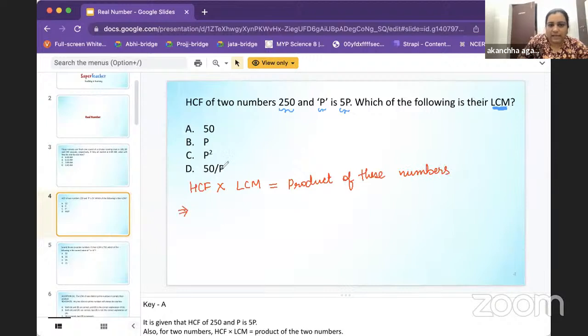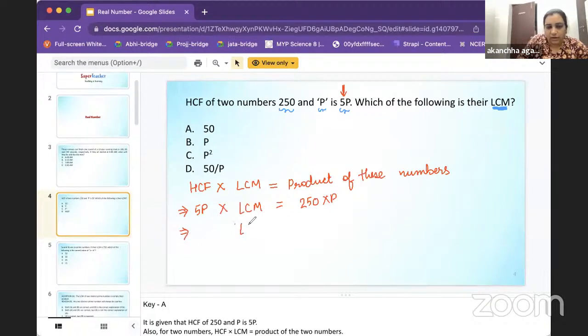Now, HCF of the two numbers is given to us as 5P here, so we can put it over here. LCM of the two numbers is unknown, that we have to find. And the product of the two numbers is given to us as 250 and P. Now we can solve it.